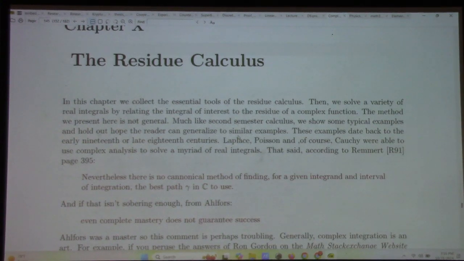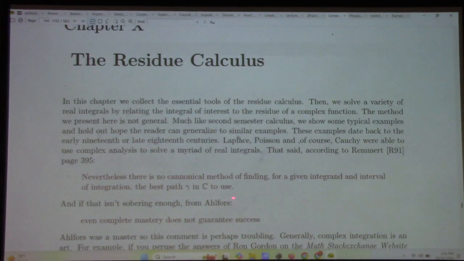So this is a quote from Remmert, who's like a master of complex analysis, right? "Nevertheless, there is no canonical method of finding, for a given integrand, an interval of integration, the best path in gamma and C to use." In other words, this technique we're about to learn, called contour integration, is not something that's algorithmic. It is an art form, right?